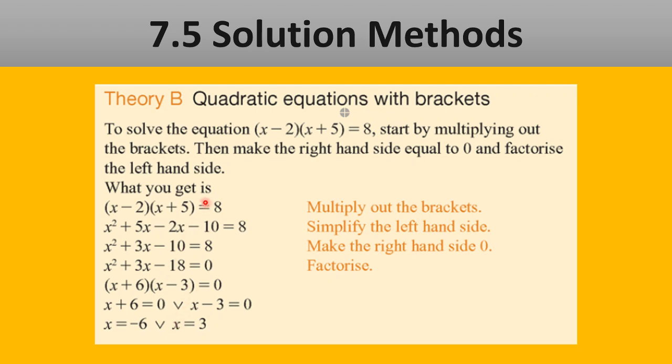So be careful. If I have something like this and the other side of the equal sign is not 0, unfortunately I should first multiply out the brackets, simplify, make the right hand side 0, use the product sum method, and then I can solve. Right? Quite a few steps, unfortunately, but it is what it is.